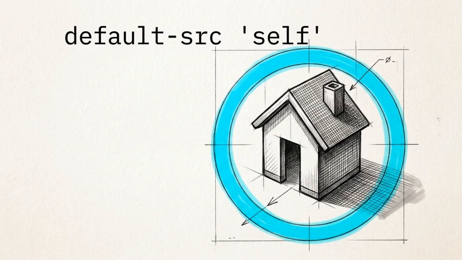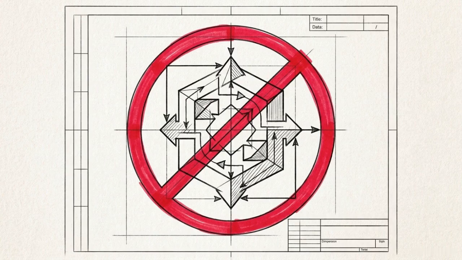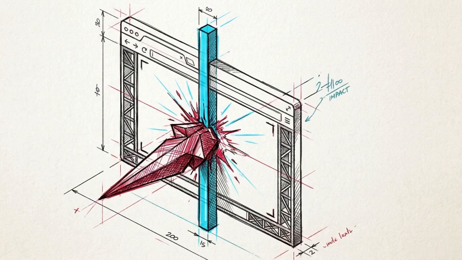A strict policy might start with the directive default-src 'self', which instructs the browser to load assets exclusively from the site's own domain. If you use a third-party CDN or an external analytics platform, you explicitly add their specific domains to this whitelist. By default, a strong CSP also completely disables inline script execution. If an attacker injects a script tag directly into the DOM, the browser simply refuses to run it.